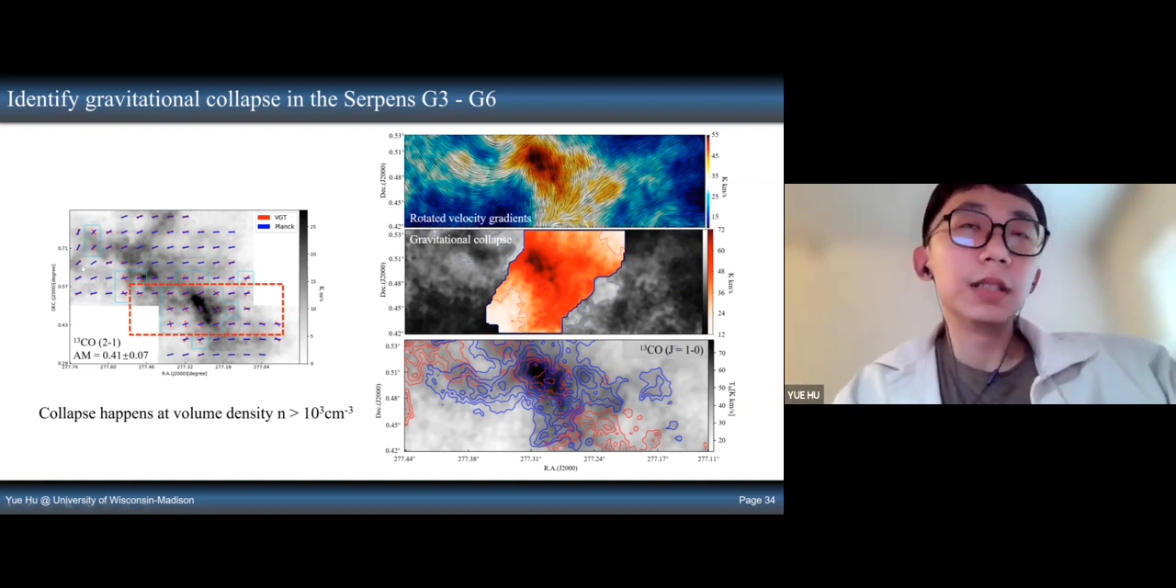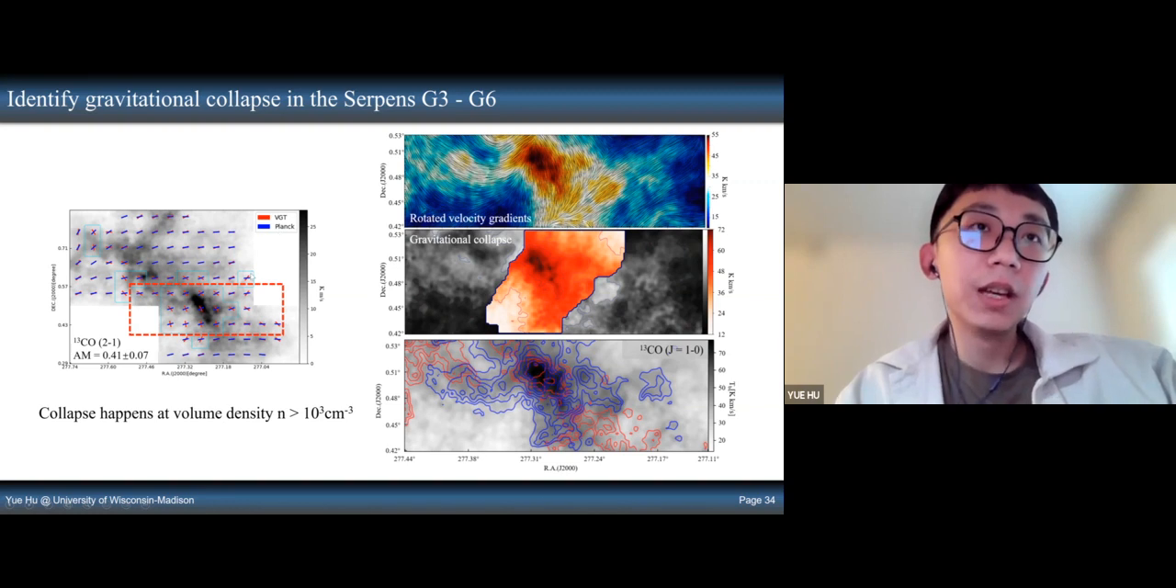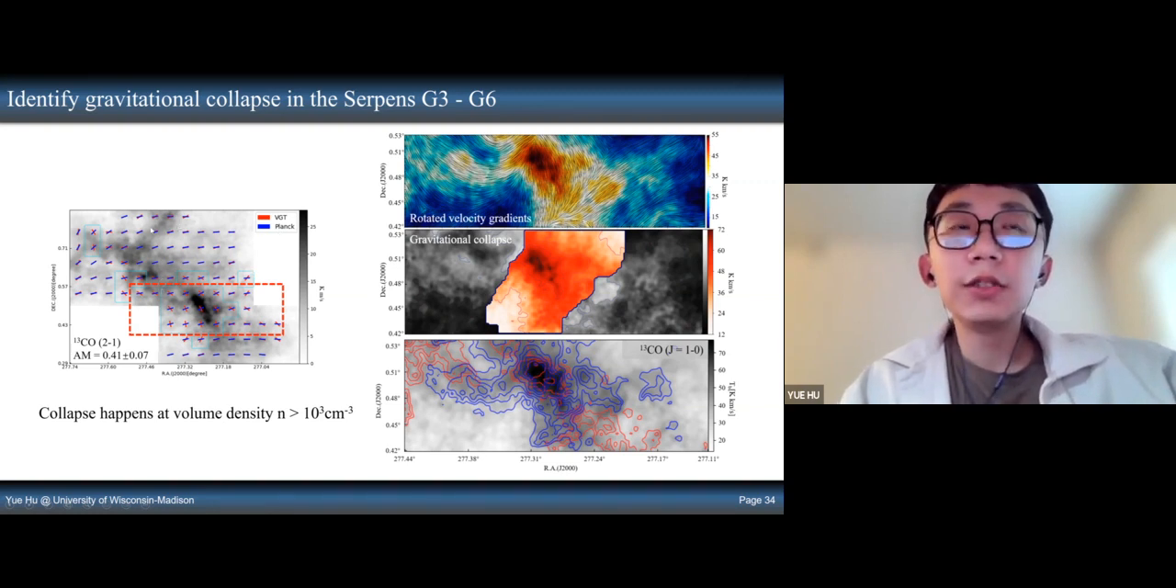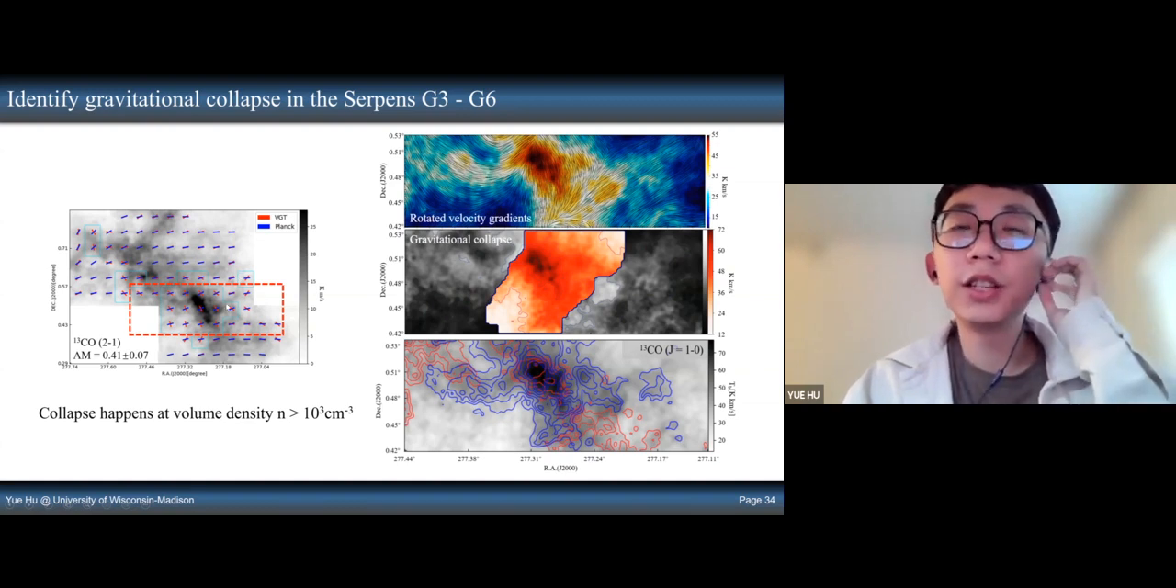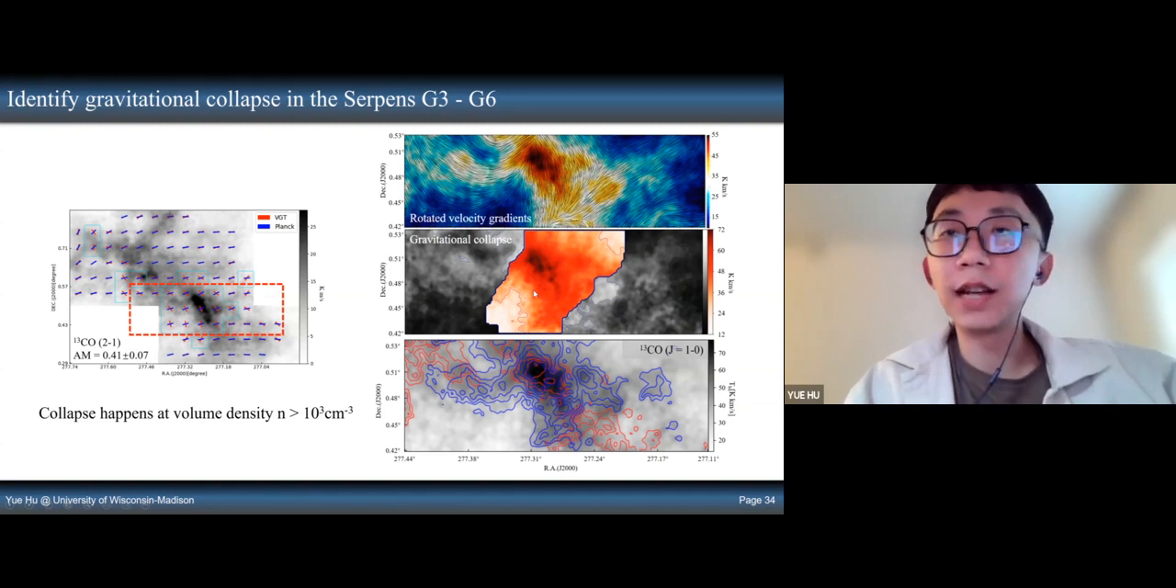Like this is for the nearby molecular cloud surface, G3 to G6 cloud. And here we use 13CO to calculate the velocity gradient and compare it with polarization. We can see in the low intensity regions, we have some agreement of velocity gradient and polarization. But here in the very dense regions, the velocity gradient is perpendicular to the magnetic field inferred from polarization. And such perpendicular orientation tells us this region is gravitationally collapsing.